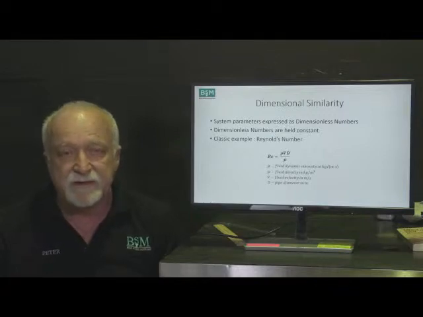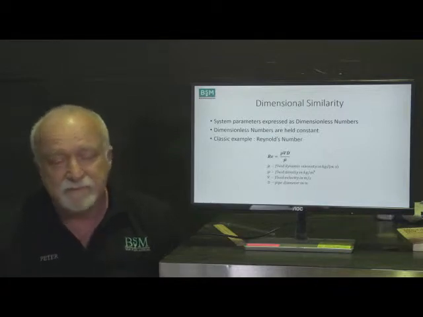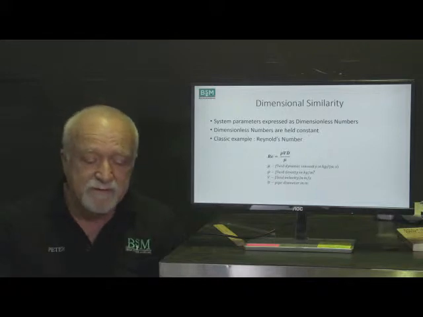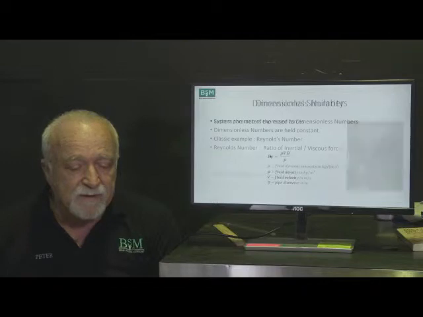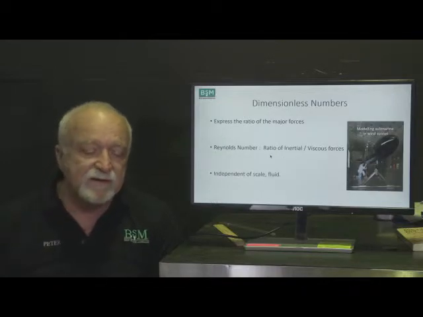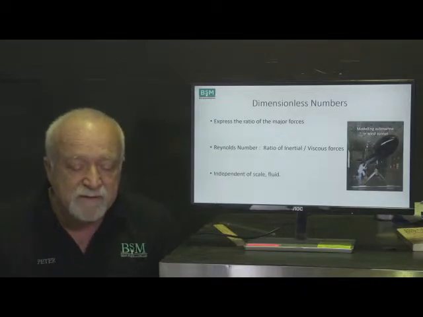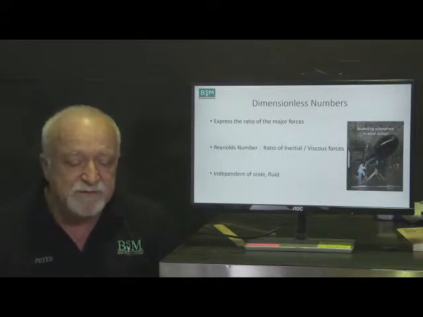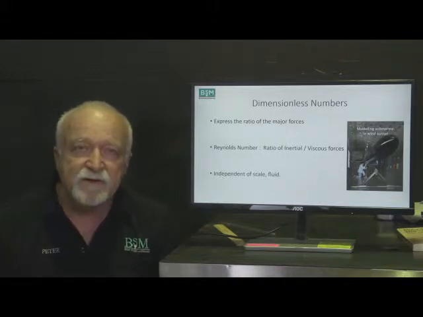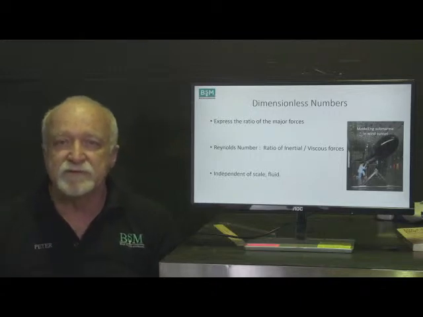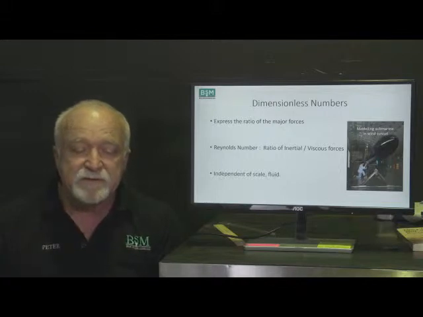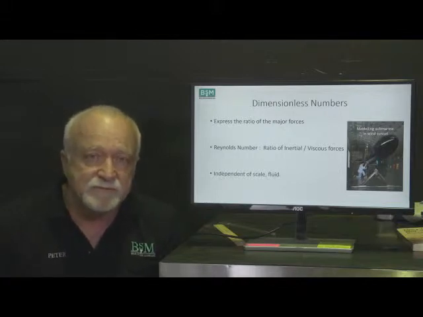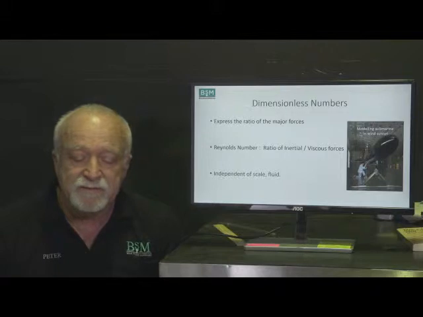The classic example of that is the Reynolds number. Most people will be familiar with the Reynolds number. That's the expression for it there. And the Reynolds number is the ratio of the inertial to viscous forces. So dimensionless numbers express the ratio of the major forces in the system. So Reynolds number, inertial to viscous forces. Dimensionless numbers are independent of scale, and they're also independent, importantly, of the fluid or the medium that we're using.